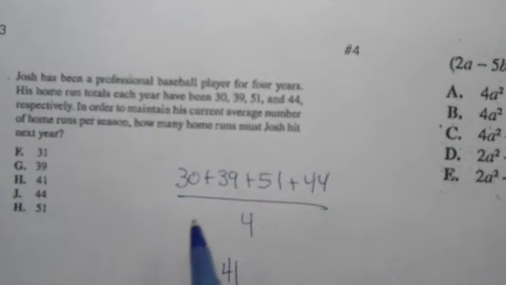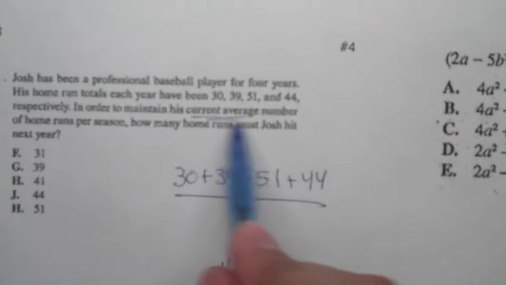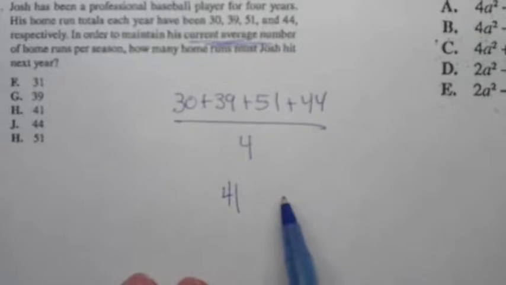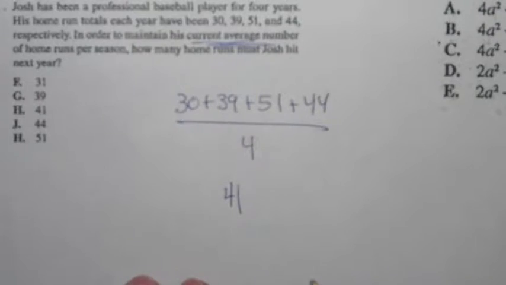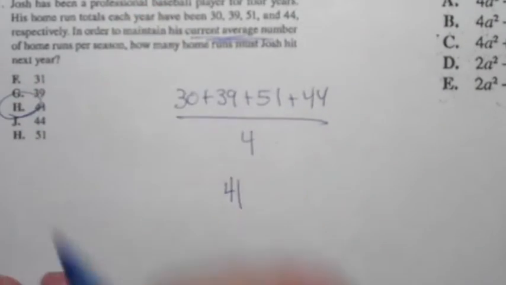He wants to keep the same average. Okay, this should kind of make sense as a shortcut here. If his average is 41, he wants to stay at 41 after another season. He needs to hit 41 home runs. So that's going to be choice H.